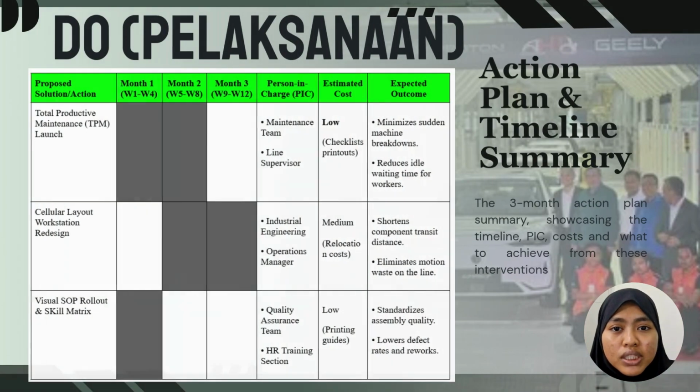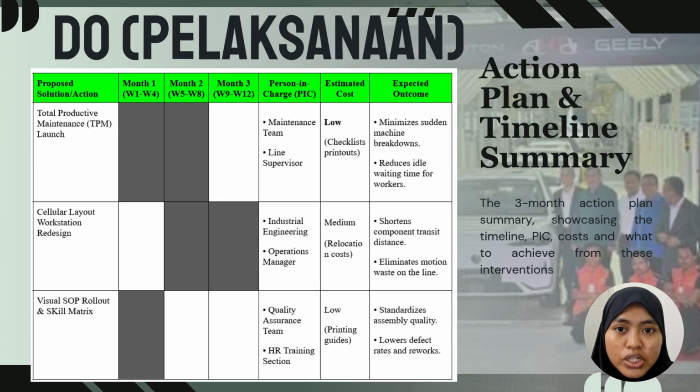To wrap up our execution phase, this slide displays our 3-month action plan and timeline summary. It showcases exactly how we will manage the timeline, PIC, cost, and our expected milestones. Month 1, we will kick off the TPM launch. This will be driven by the maintenance team and the line supervisor. The estimated cost is low as it only requires jelly spray, and it is expected to minimize sudden breakdowns and reduce idle waiting time.